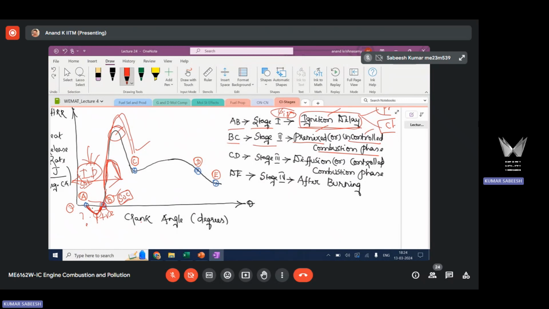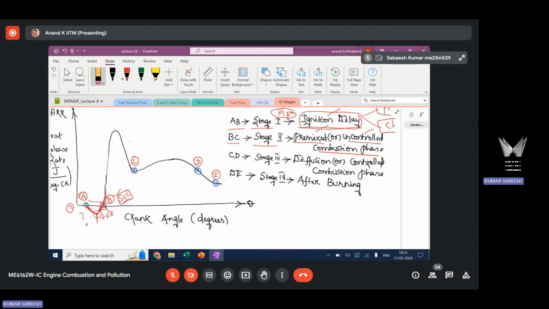Now recollect what I have said earlier about CI engine combustion. It's a quality command. To vary the load, you are varying the injected fuel mass. Suppose you have a longer delay, then most of the fuel would have been injected during the ignition delay time, and most of the fuel would have burned during the premix phase.